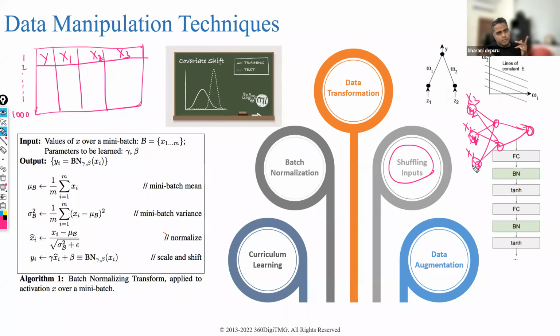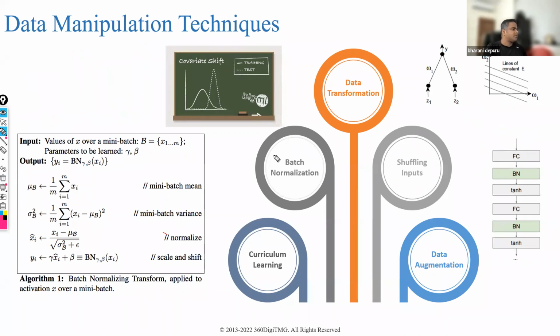This also happens to be a very good regularizer because each time you shuffle, there will be different weights that your inputs will be getting multiplied with. This also happens to be a very good regularization technique.